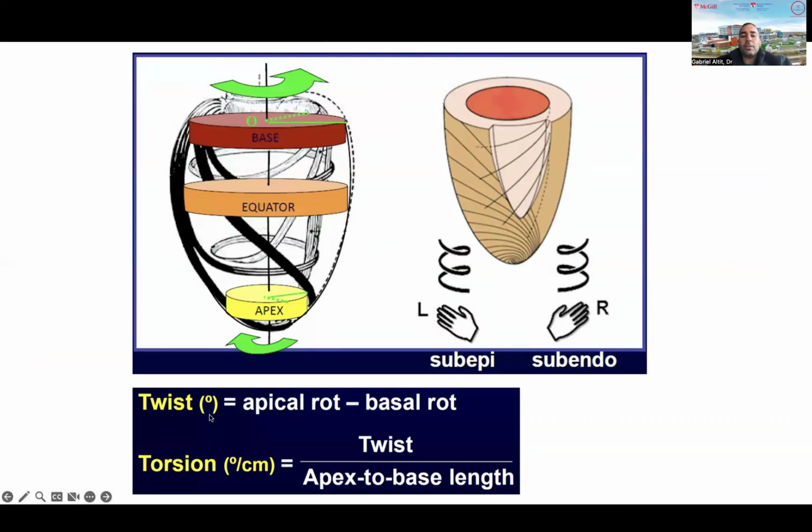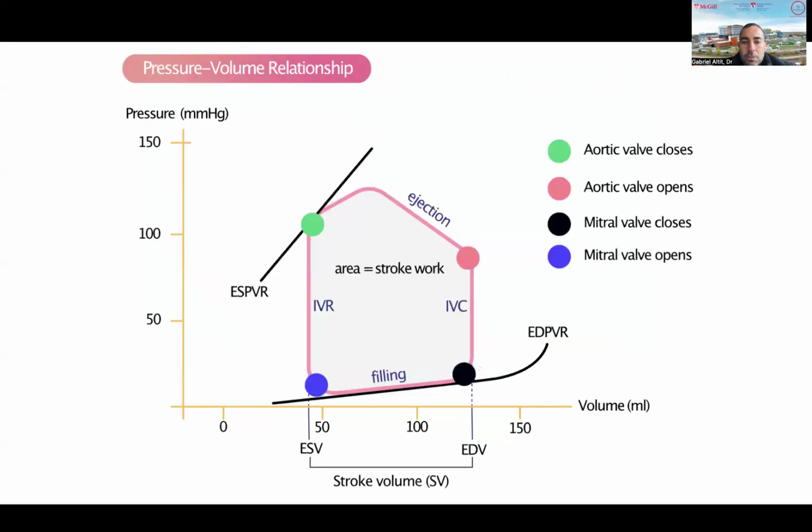sometimes they talk about the twist. The twist is basically the apical rotation versus the basal rotation, expressed in degrees: how much it rotated during systole at the apex and how much it rotated at the base, the zone where the mitral valve attaches. And the torsion is this value normalized to the length of the ventricle. Why? Because if you have a very tiny ventricle versus a really big ventricle, the amount of rotation might be different, in the sense that a smaller ventricle may have a bit more restriction in its capacity to rotate at the two extremities.